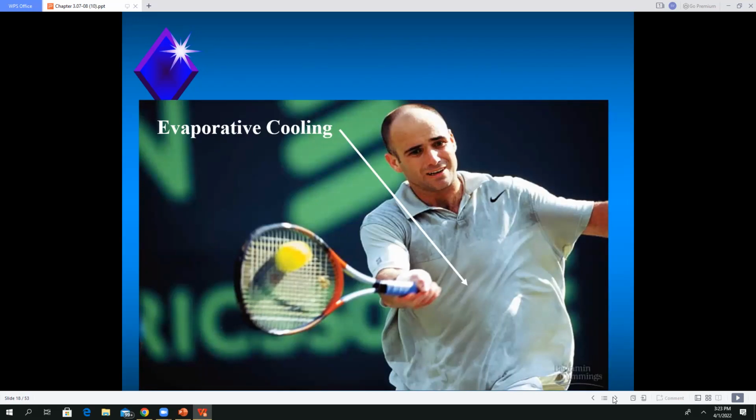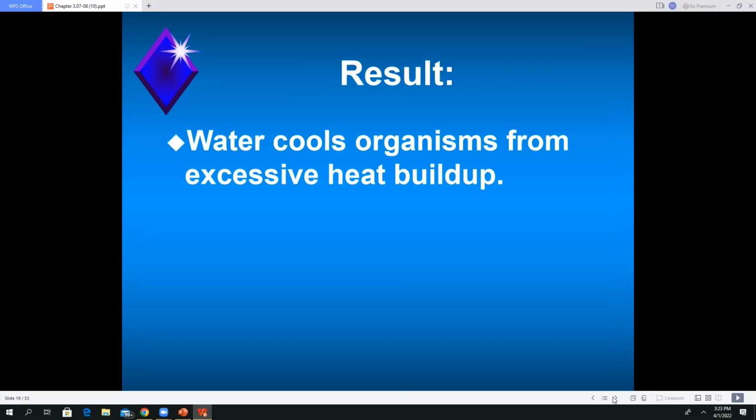Therefore, this is another mechanism that water is a part of. This is known as evaporative cooling. When you sweat, your body heat is absorbed by the water and it evaporates. Therefore, your body heat is reduced because of that. Water cools your organism from excessive heat buildup.